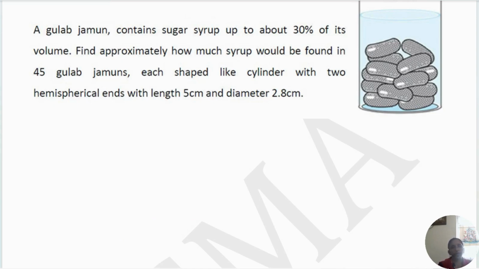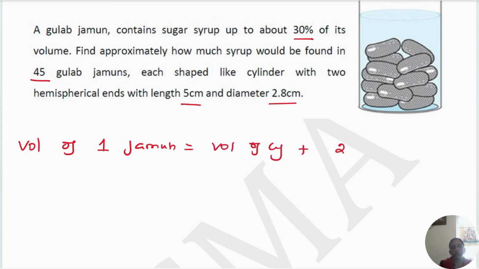Look at this. This is a very famous problem where a gulab jamun contains sugar syrup up to 30% of its volume. Find approximately how much syrup would be found in 45 gulab jamuns, each shaped like a cylinder with two hemispherical ends, with length 5 and diameter 2.8. So how to calculate your value? First find the volume of one gulab jamun. This is volume of cylinder plus 2 times volume of hemisphere. So this is pi r square h plus 2 times 2 by 3 into pi r cube.